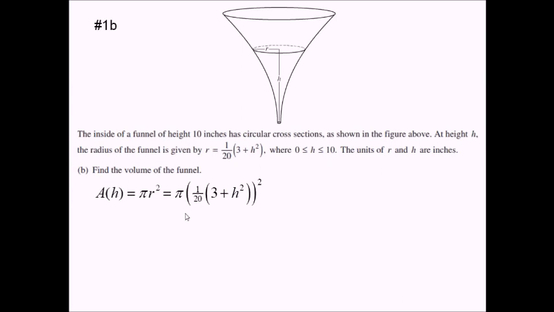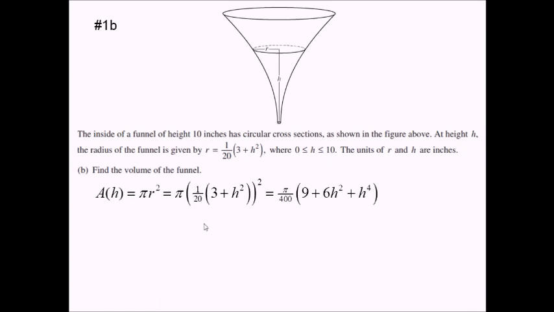Now, since I have to integrate this by hand, I'm actually going to go ahead and simplify this a little bit. So if I square everything in here, I've got 1 over 400, which I'll yank outside here to be with pi, so pi over 400. And then I've got this parentheses now that's being squared. I'm actually going to expand that because I'm going to need to do it anyway for my integral. So this is going to be 9 plus 6h squared plus h to the 4th. And now let me integrate this.